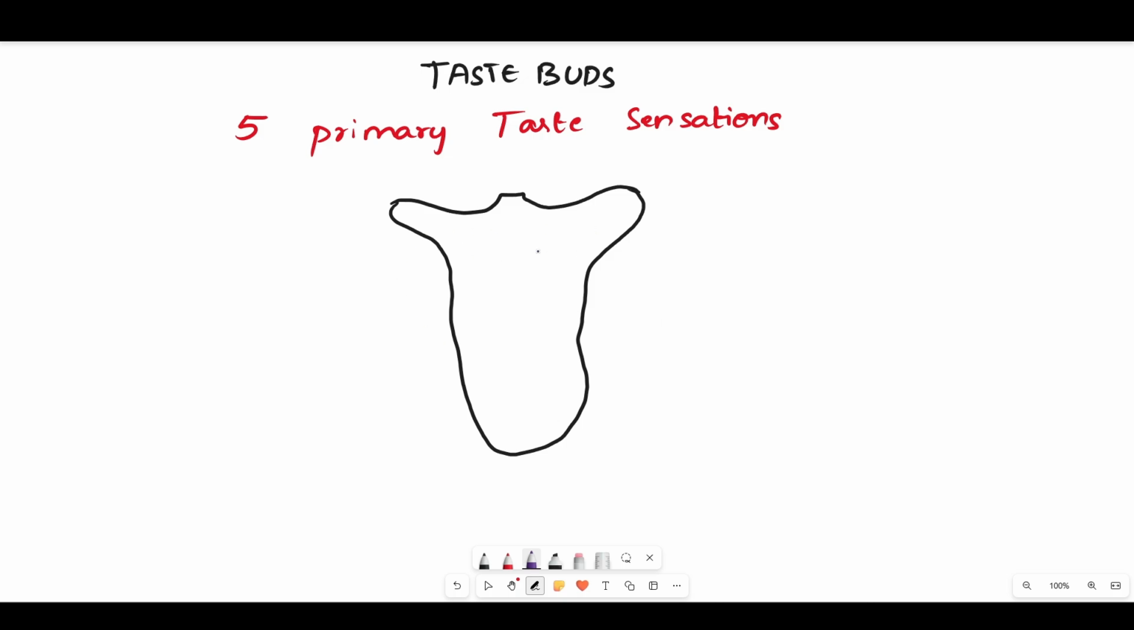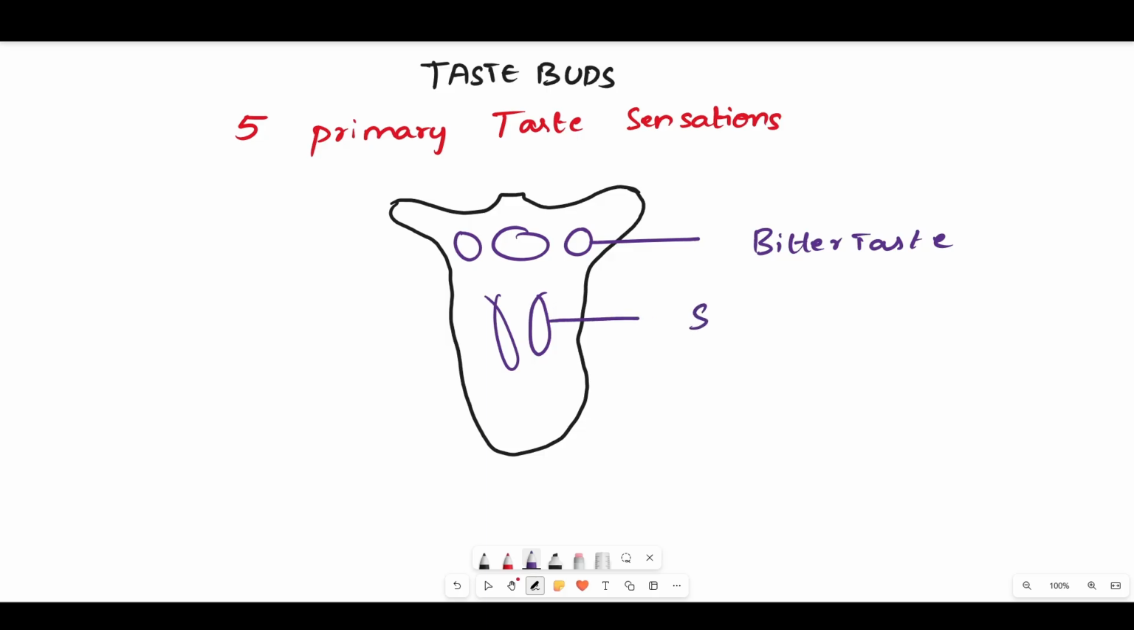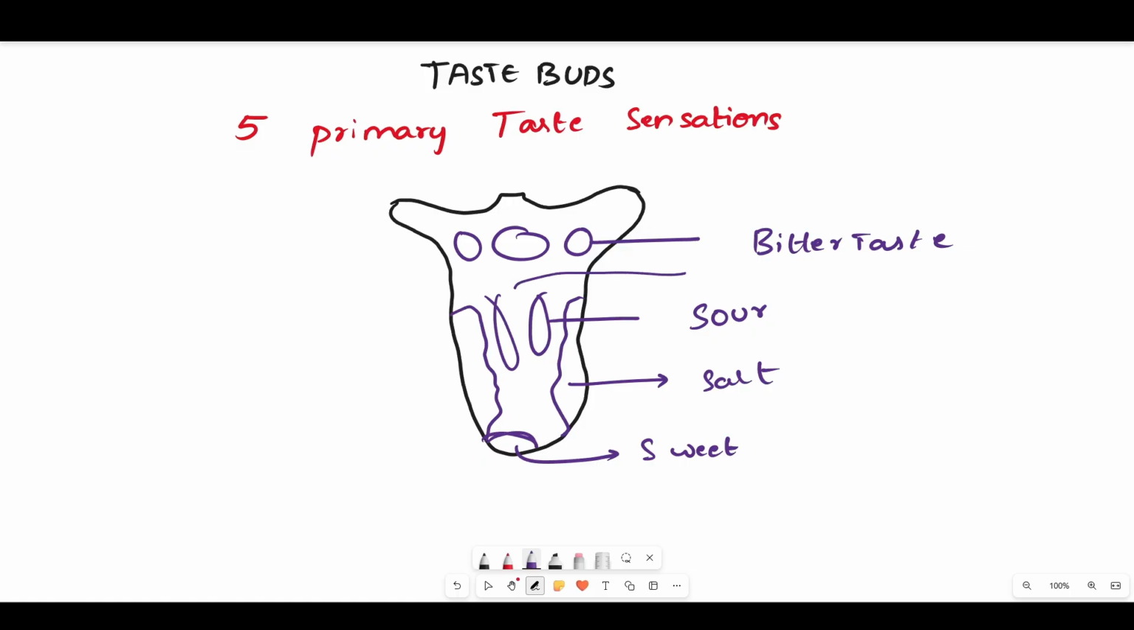Consider this as a tongue. Here at the back portion we can see the bitter taste, and at these zones we can see the sour taste, and at these sides we can identify the salt taste, and at the tip of the tongue the sweet taste can be known. And this space which is left, here we can see the umami taste.